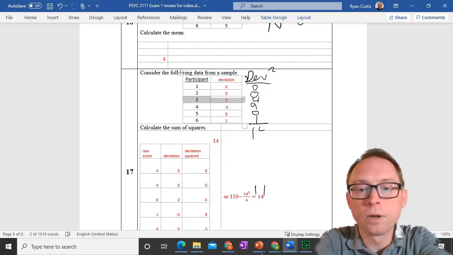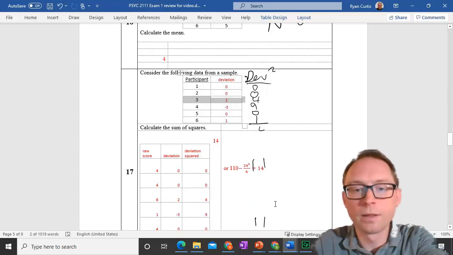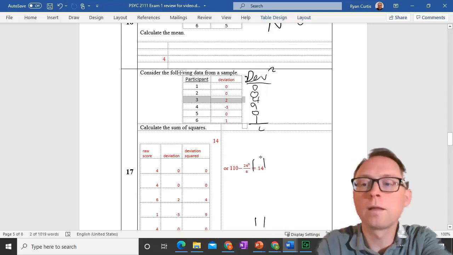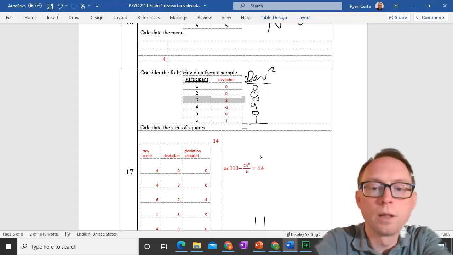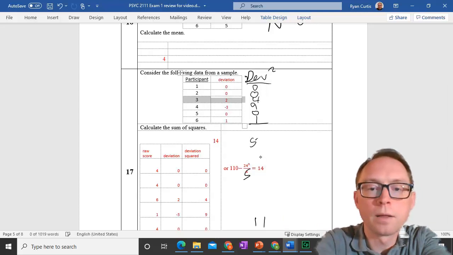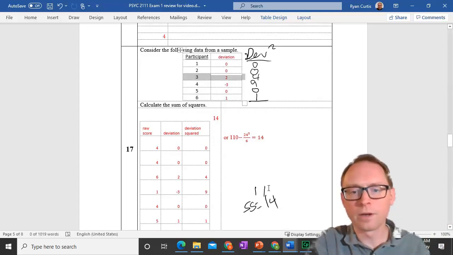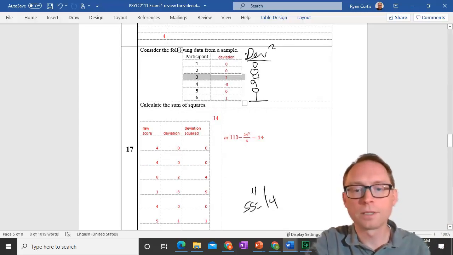Come on, give me my 1 back. It's moving them around. It's 14. I don't know why my pen is being stupid. Let's fix that up. Sum of squares equals 14. There it goes down there. Oh, because it's centering it. Yeah, I told it to center, that's why.